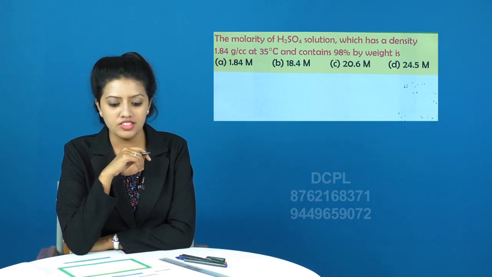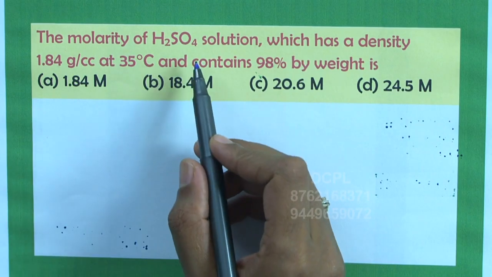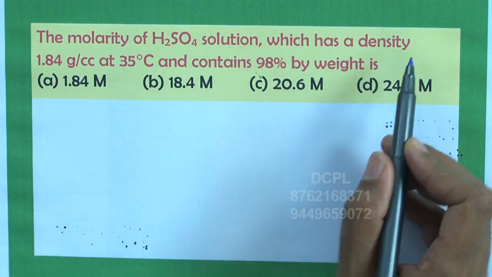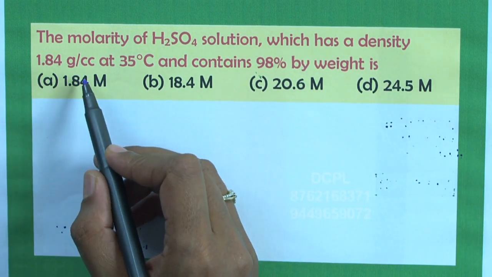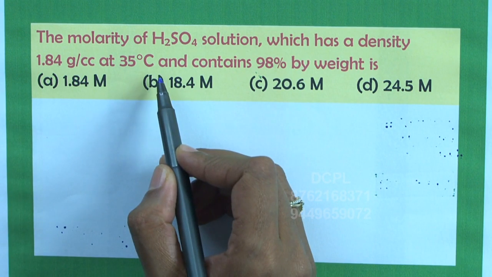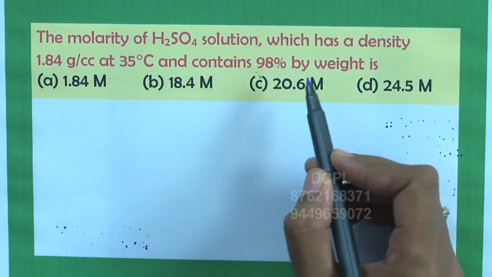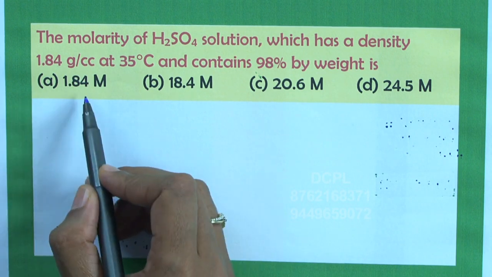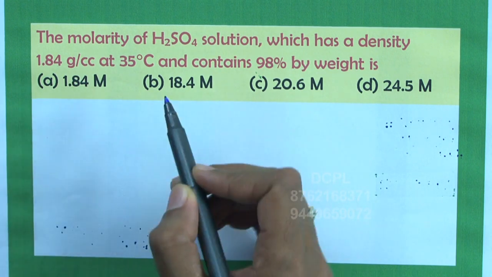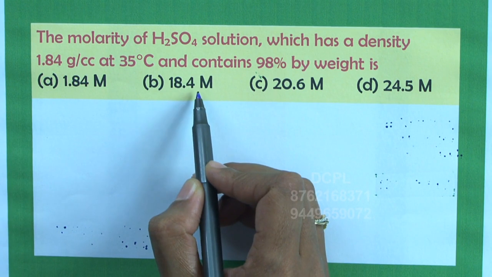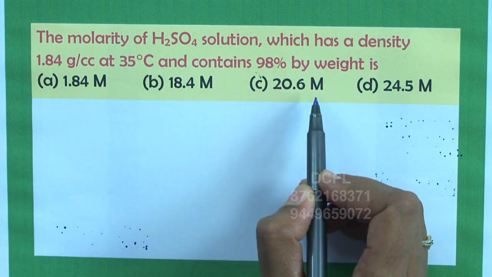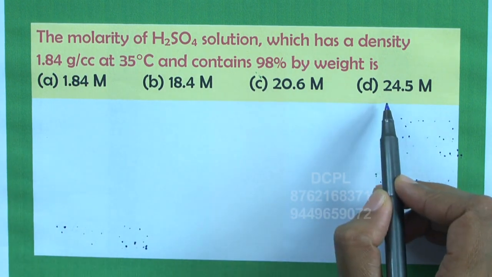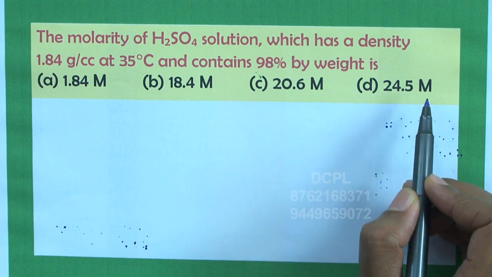The next problem is: the molarity of H2SO4 solution, which has a density of 1.84 gram per cc at 35 degrees Celsius and contains 98% by weight, is? The given options are option A 1.84 molar, option B 18.4 molar, option C 20.6 molar and option D 24.5 molar.